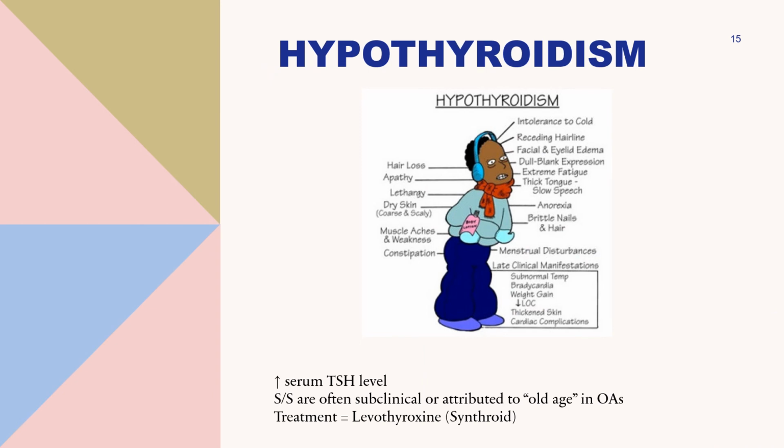Autoimmune thyroiditis is the most common cause of primary hypothyroidism in older adults. And so, let's talk about signs and symptoms here of hypothyroidism. This is the picture that you see when you look it up in your book when we're talking about regular old adults. What signs and symptoms do they have?